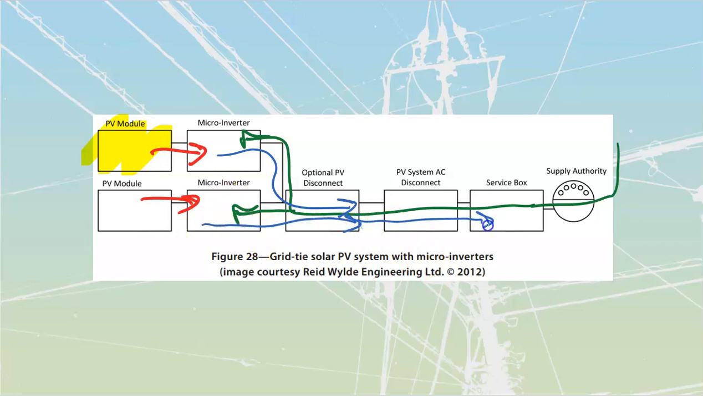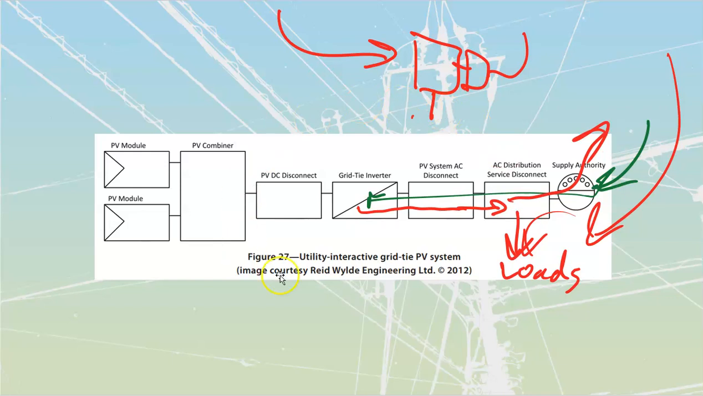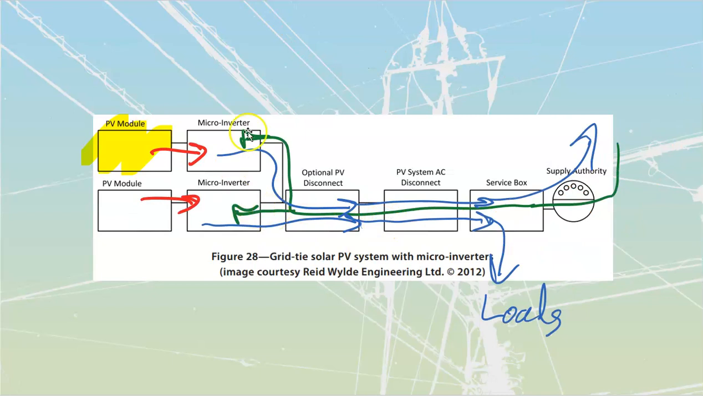It's going to go through there to my service box, and from there it goes down to my actual loads. If we have anything extra, we can send that out to the supply authority. These ones in some ways are a little bit more reliable than these ones, because these ones over here have only a single large inverter, and we're going to have to do the photovoltaic combinations. This one over here, we're just taking AC lines back down and in.